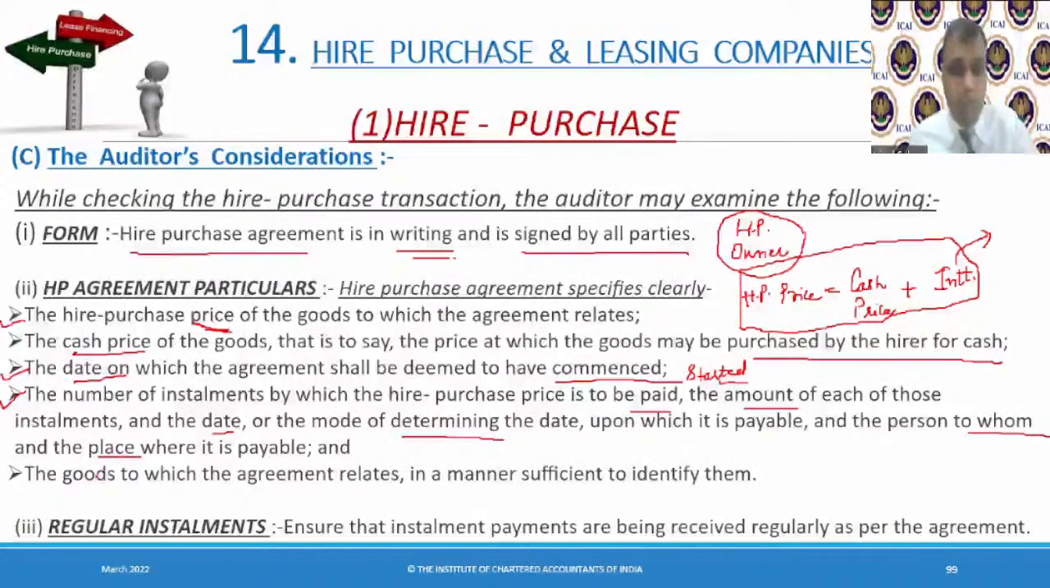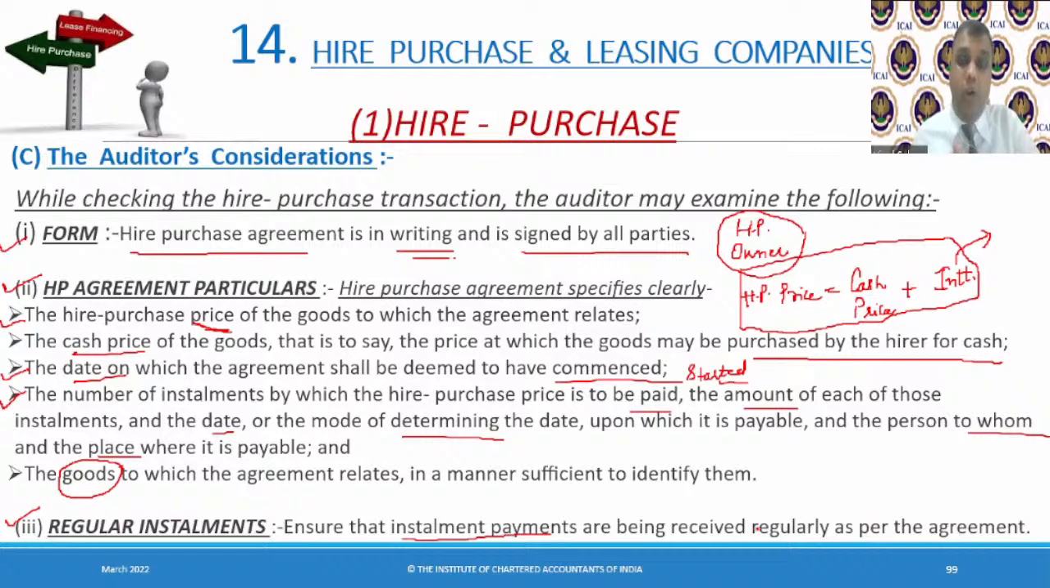Quite normal points. The goods to which the agreement relates, whether it is a truck or anything else, in a manner sufficient to identify them. Form, HP agreement particulars and regular installments. Ensure that installment payments are being received regularly as per the agreement.